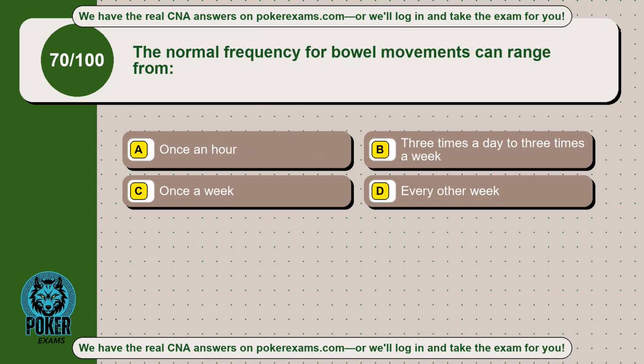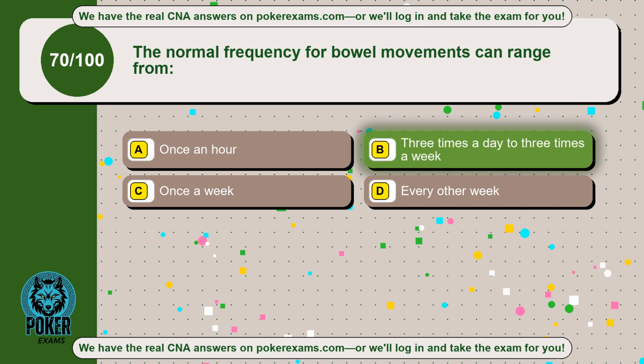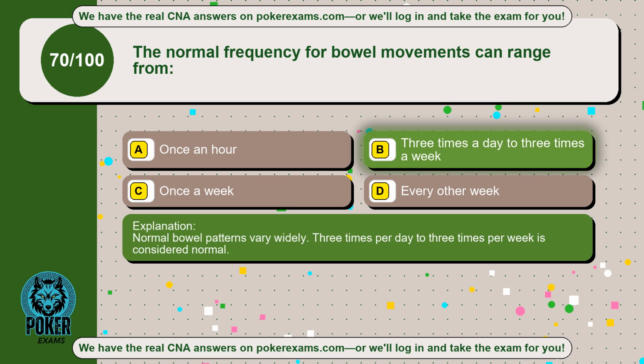Question 70. The normal frequency for bowel movements can range from: Option A, once an hour. Option B, 3 times a day to 3 times a week. Option C, once a week. Option D, every other week. The correct answer is option B, 3 times a day to 3 times a week. Normal bowel patterns vary widely. 3 times per day to 3 times per week is considered normal.